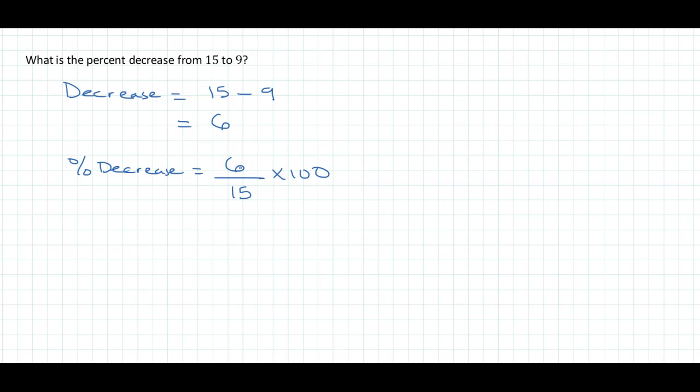I can go ahead here and divide both by 3, so I'll get 2 and 5. I can divide 5 by 5, which gives 1, and 100 by 5, which gives 20. And that's going to give me 40%. So this is a 40% decrease from 15 to 9.